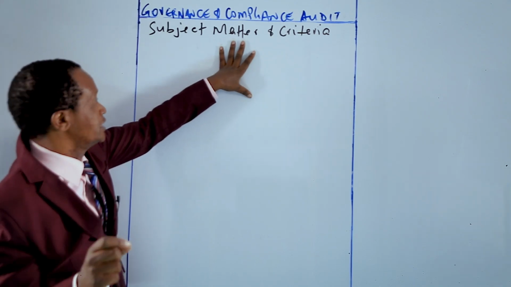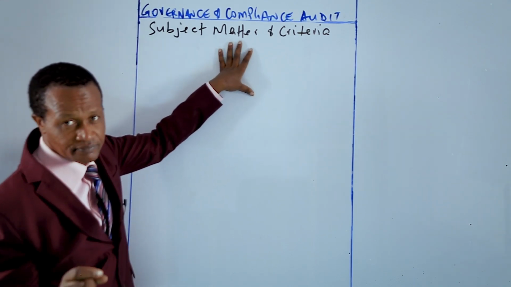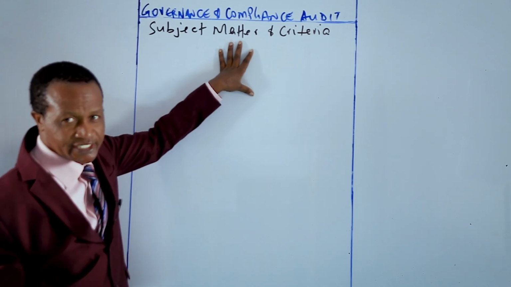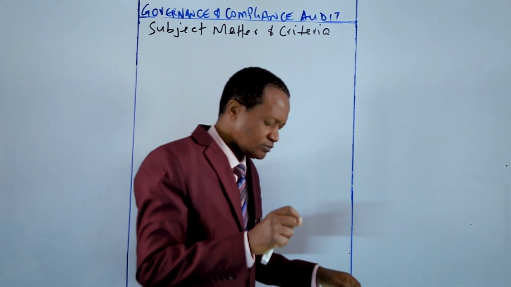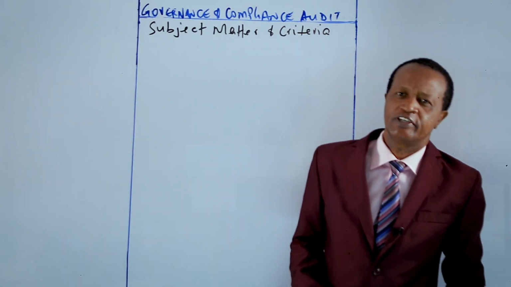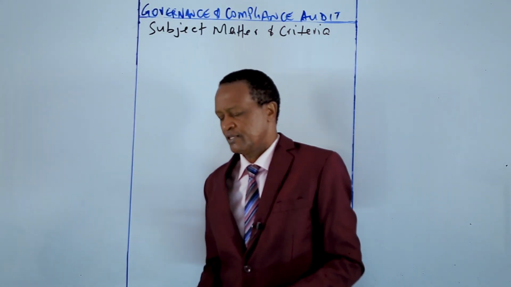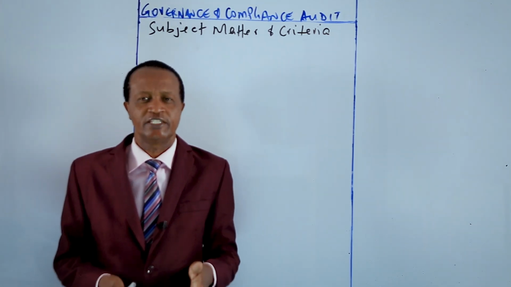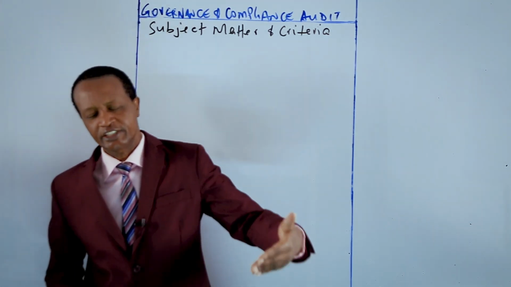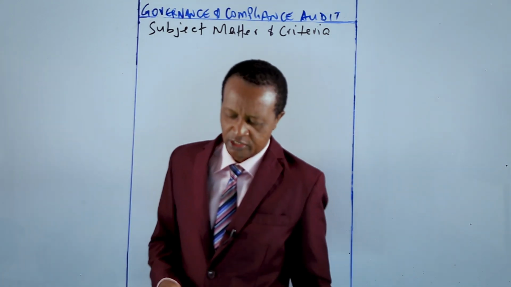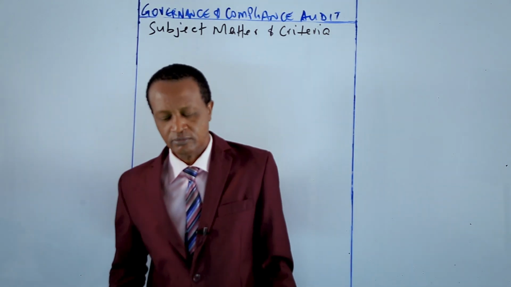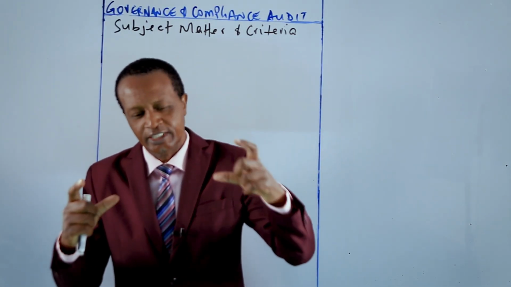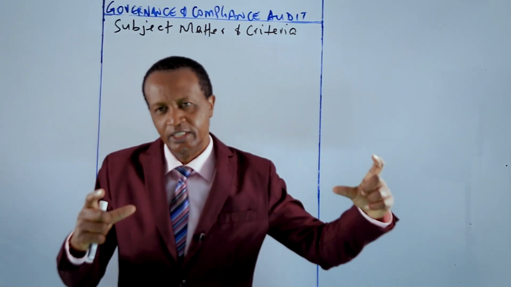So begin by looking at the subject matter. The subject matter is the what of the audit. What is being audited? We are referring to that as the subject matter. It refers to the specific information, condition, or activity that is being measured, examined, or evaluated. It is the core element of the organization that the audit team is examining.